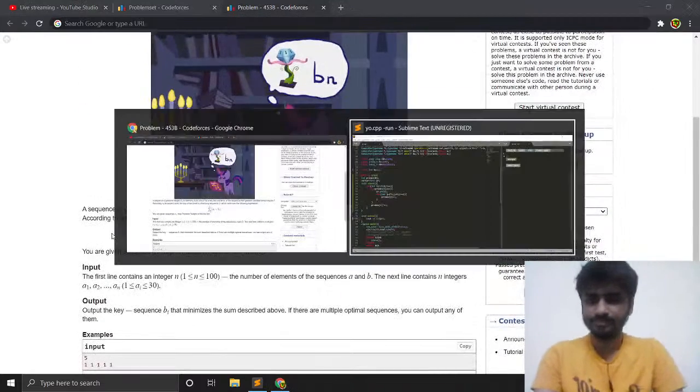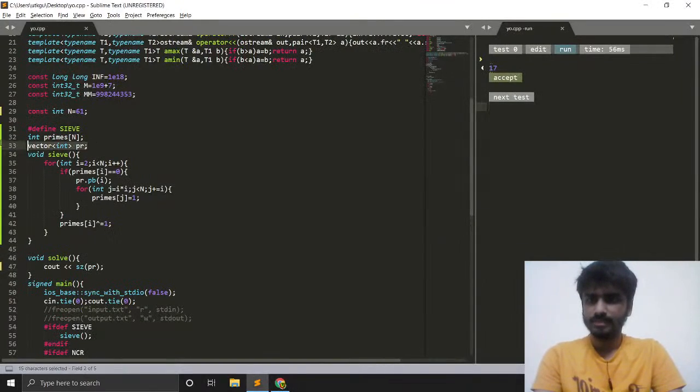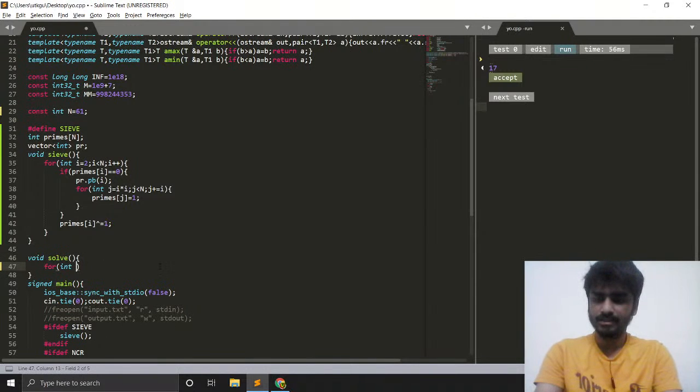Okay, so in this vector I have all the prime numbers that are smaller or equal to 60.